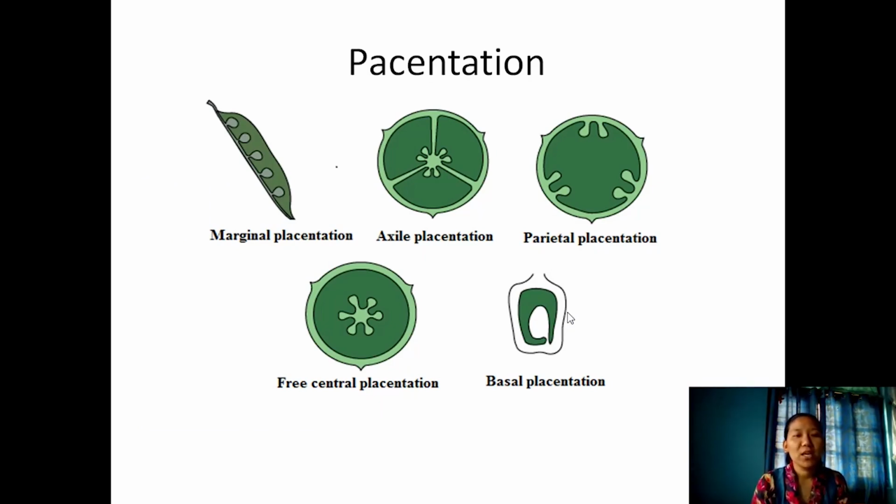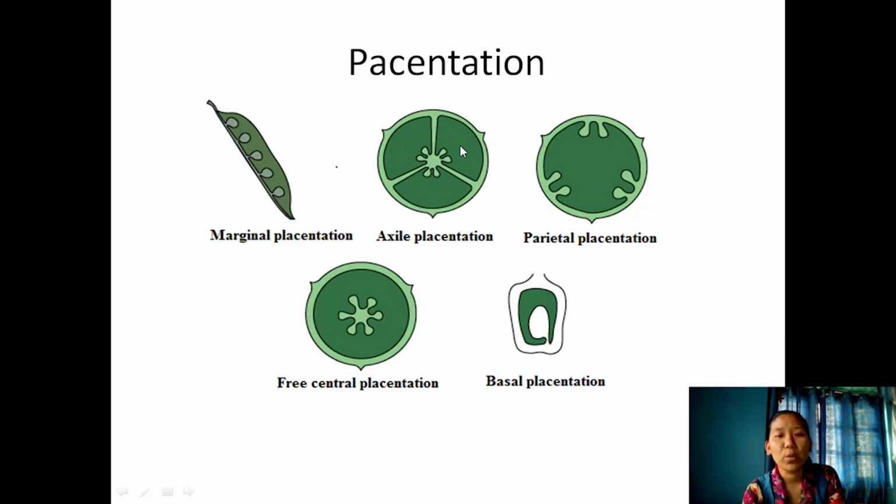In this case, this is supposed to be the ovary and these are the ovules here. You can see such a type of arrangement where these ovules are attached to the ventral portion of the ovary. We call it marginal placentation, as you can see in the case of pea. Now, axial placentation. In this case, the ovules are attached at the axis in the multilocular ovary.